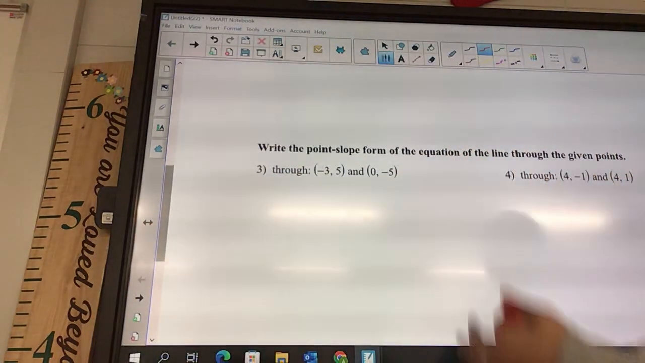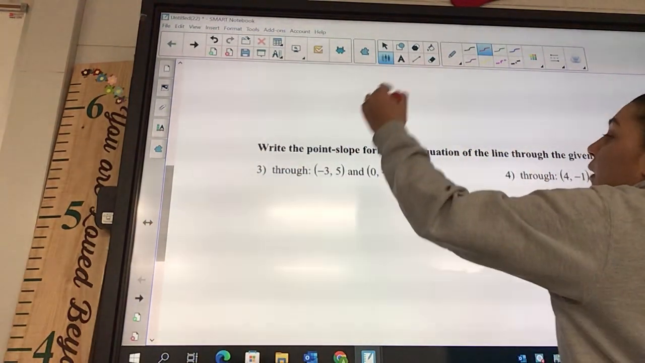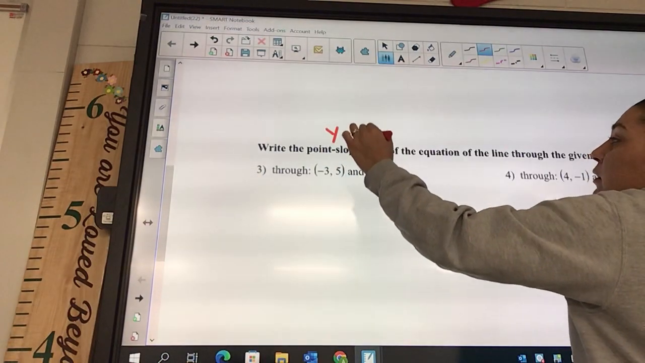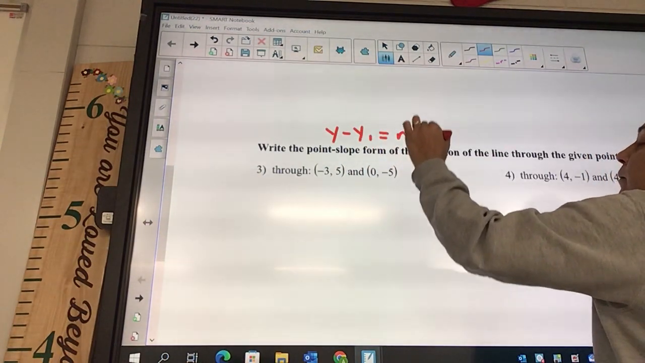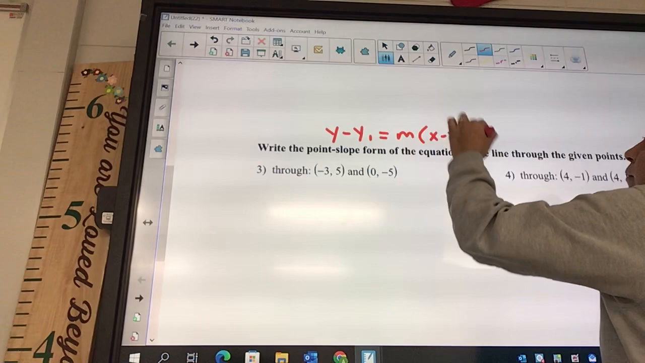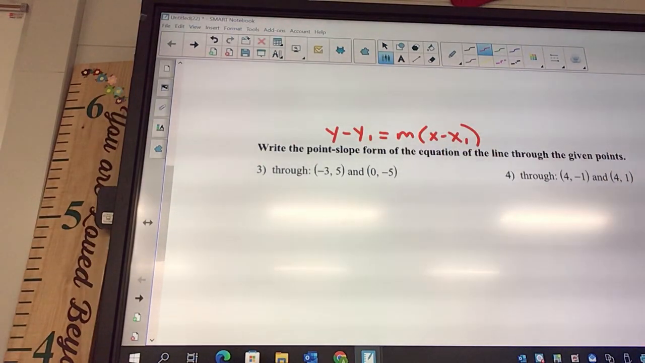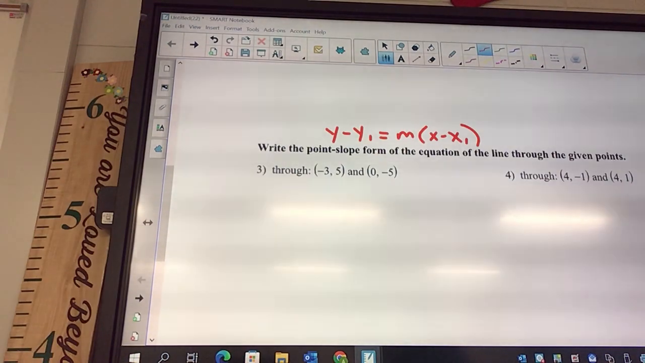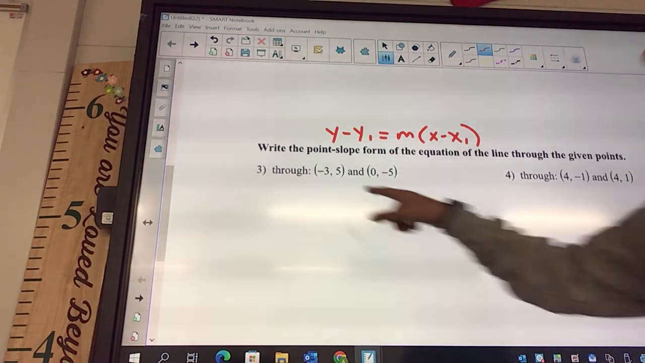Okay, 3. It wants us to write the point slope form. Okay, so this is what we need our answer to look like. Okay, our answer needs to look like that. Okay, now look at what you're given. Okay, well, we're given these. What are these called?